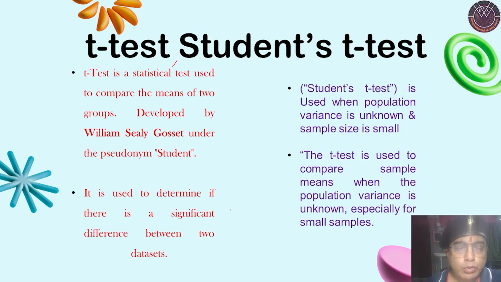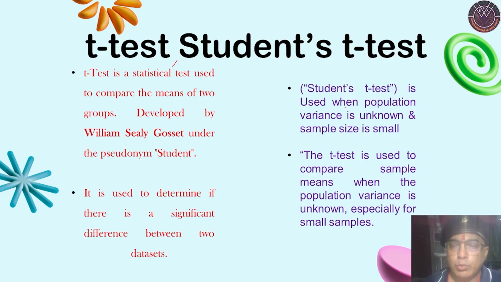It is used to determine if there is a significant difference between two data sets. Suppose you want to compare whether the mean achievement of boys and girls is significantly different or not, or the attitude towards science in government school students and private school students. Then you will use the t-test.